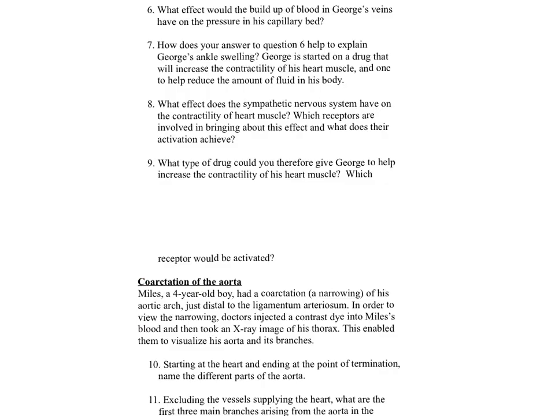Number 9, what type of drug could you therefore give George to help increase the contractility of his heart muscle, and which receptor would be activated? So George could be given a drug that mimics the action of the sympathetic nervous system. A beta 1 receptor agonist would have that desired effect. So some examples of beta 1 receptor agonists are dopamine and dobutamine.